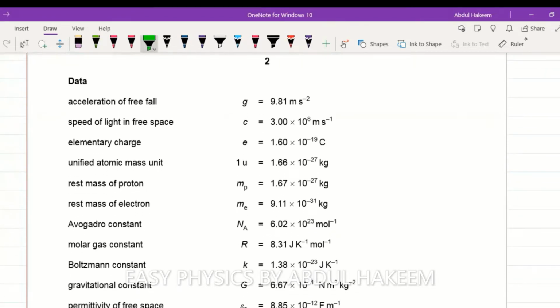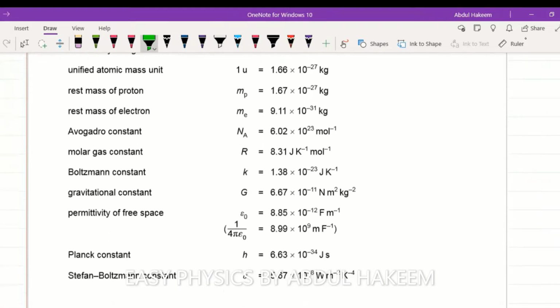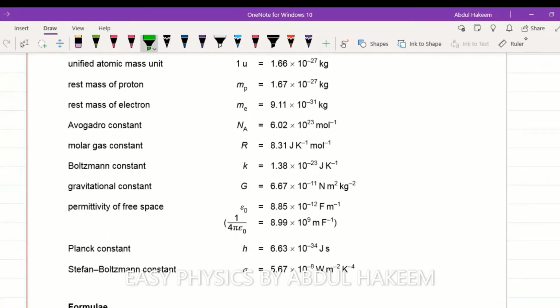Acceleration of free fall, speed of light, elementary charge, meaning the charge of the electron and the charge of the proton, then atomic mass unit, u, meaning the mass of the proton or the mass of the neutron inside the nucleus, and then the mass of the proton outside the nucleus. This is the mass of the electron, then Avogadro's constant, molar gas constant, Boltzmann constant, gravitational constant, permittivity of free space, Planck constant, and Stefan-Boltzmann constant.